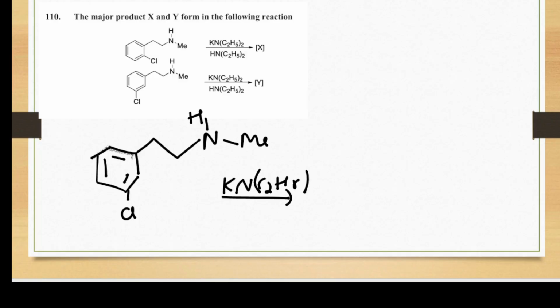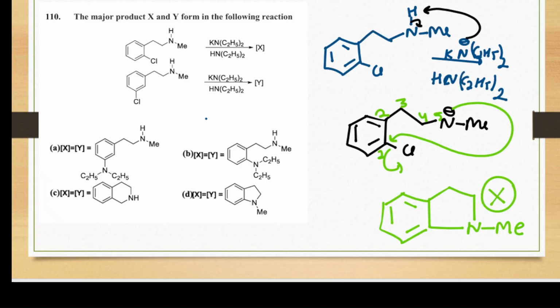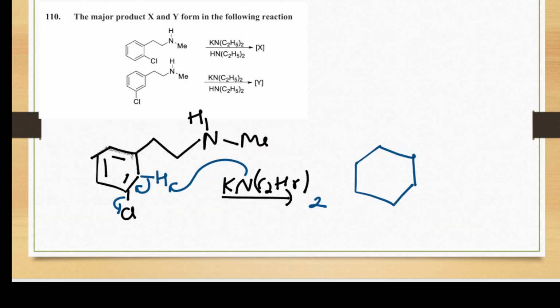So this time what is going to happen? You will be seeing this proton that is present over here can be abstracted, and this electron density will be shifted, resulting in the formation of the benzyne species over here. In the previous case the direct attack was possible, so direct attack has been done, and we have not gone through the benzyne mechanism. Here it will be going through the benzyne mechanism. Okay, so this is the species we have got.